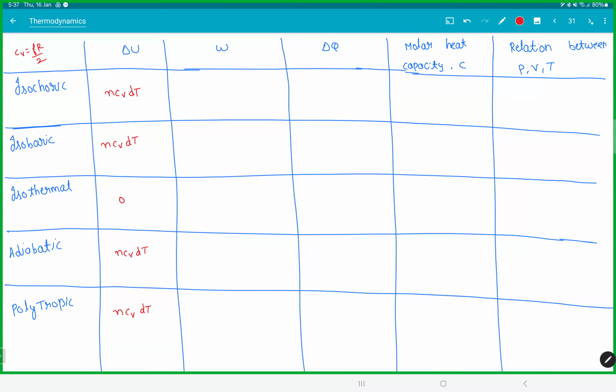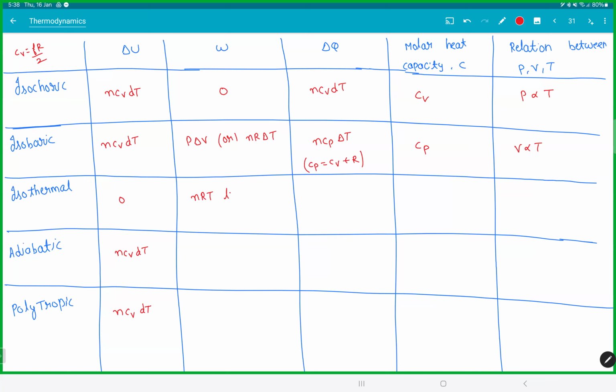So the other two things you should know. What is work done? 0. What is delta Q? nCv dT. What is the molar heat capacity? Cv. What is the relation between P, V and T? Here volume is constant, so P is proportional to T. Isobaric. So work done is P delta V or nR delta T. What is this? nCp delta T. So Cp is Cv plus R. This is Cp. This is V proportional to T.